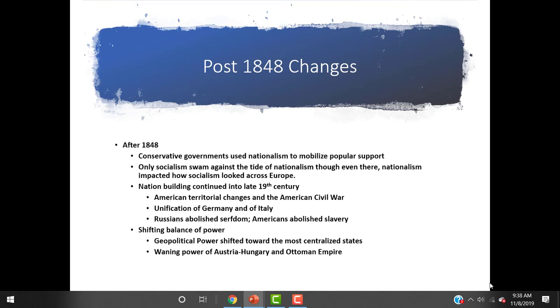The nation building continued into the late 19th century, of course, and American territorial changes and the American Civil War were reflected and thought about and talked about. Of course, there was a unification of Germany and Italy, and the Russians abolished serfdom, as well as America abolishing slavery. So the shifting balance of powers began to show, and the geopolitical power shift was toward the more centralized states. The waning power of Austria-Hungary and the Ottoman Empire. Of course, the Ottoman Empire has been going downhill for some decades now.